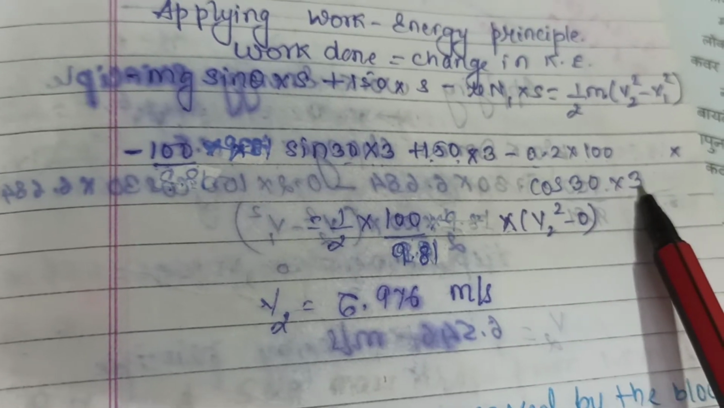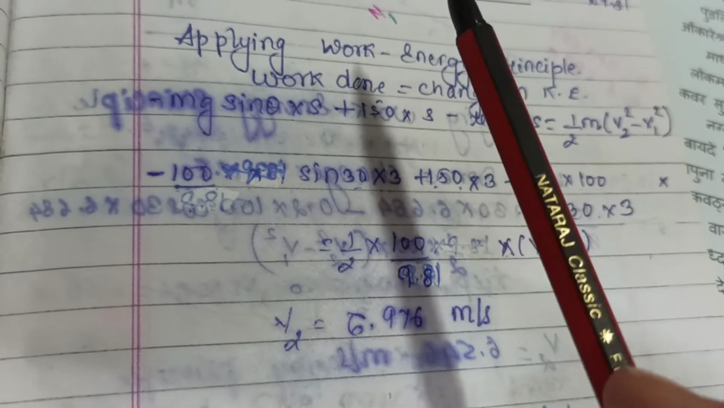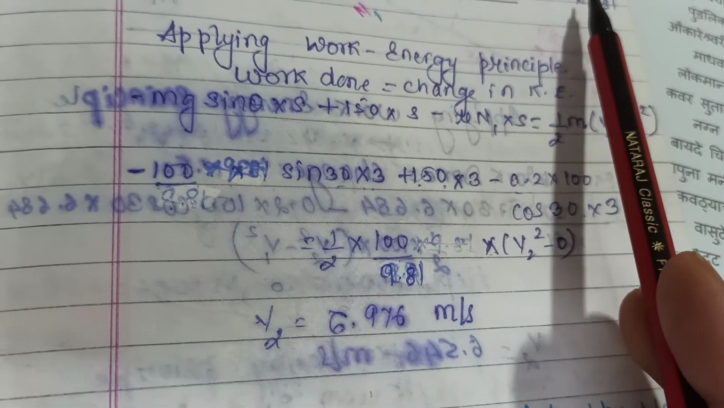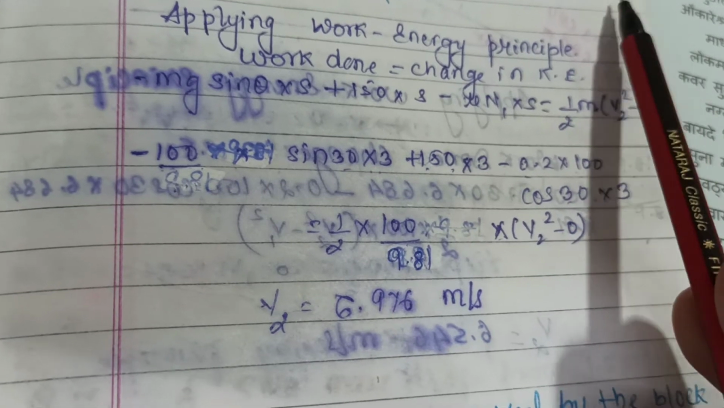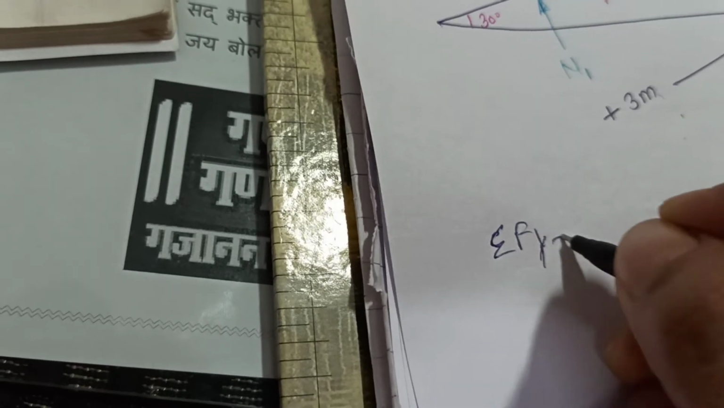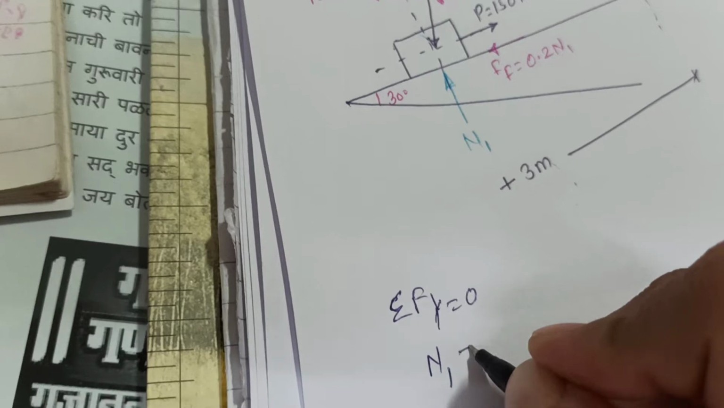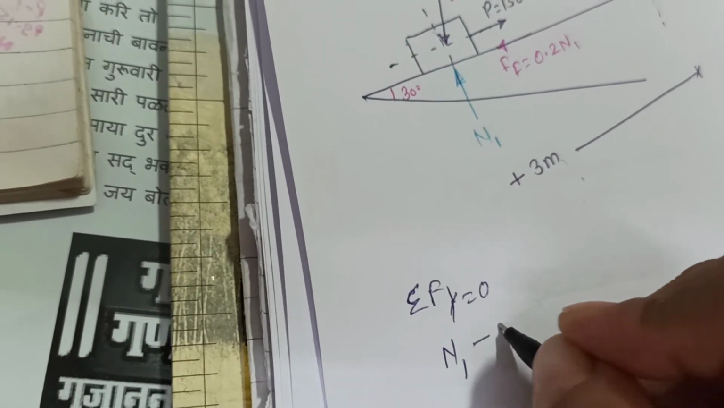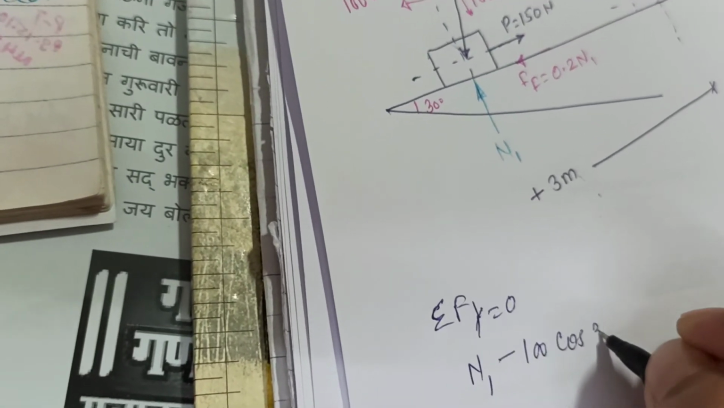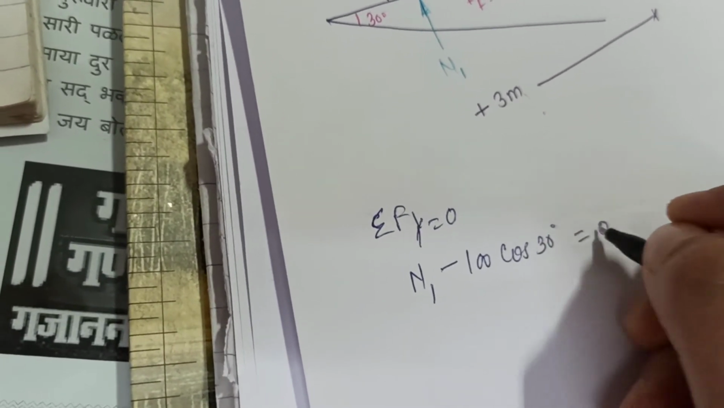Why this cos 30 into 3? Because the force of friction is 0.2 times the normal reaction, and we can find the normal reaction by taking summation of F y equal to 0. From this we can write N1 minus 100 cos 30 is equal to 0.